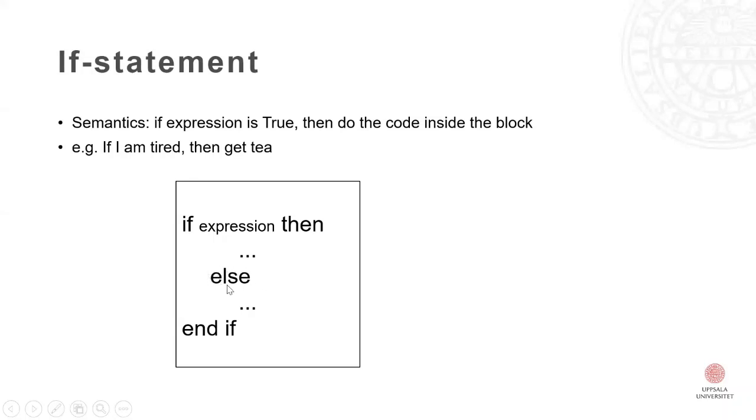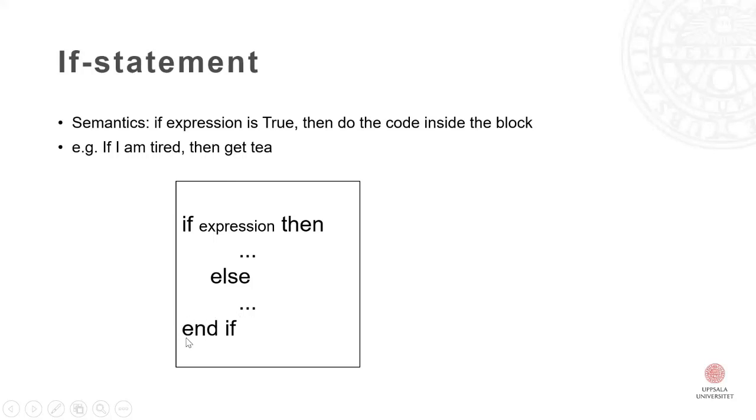Then we might or might not have the else keyword. You see it is indented, which means that it depends on the result of the if. So if the expression is not correct and does not hold, we will skip over these lines and come here, and then the code inside here will be executed instead. For example, I say, if I am tired, then I get tea, else I will continue my work. So if I am not tired, the first part will not be executed and the second part after else will.